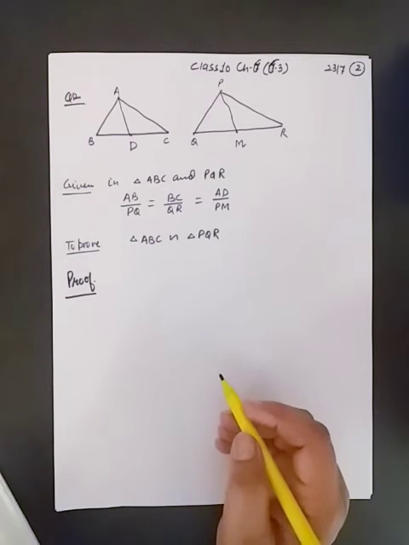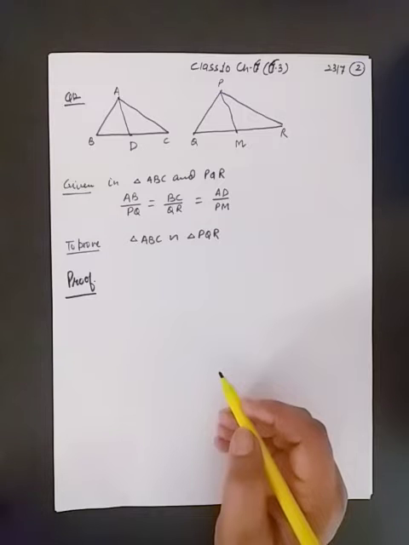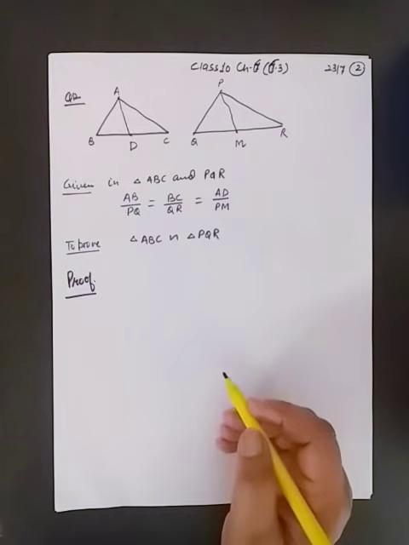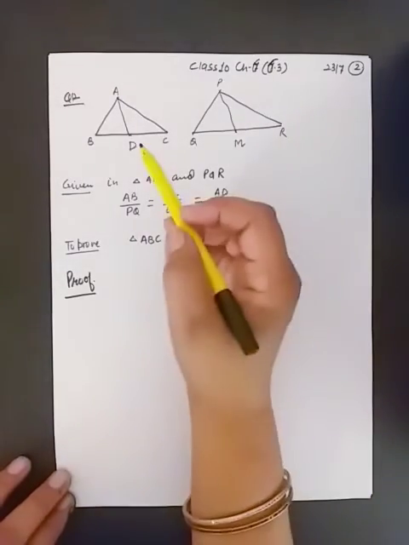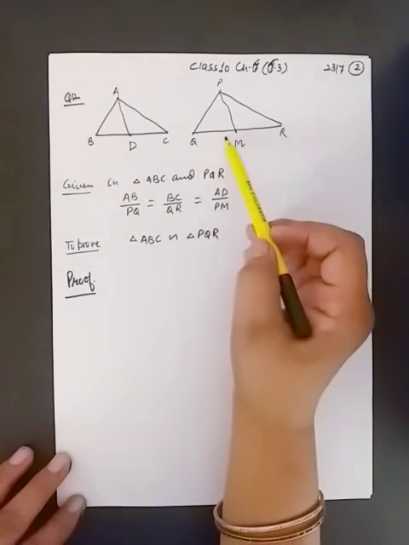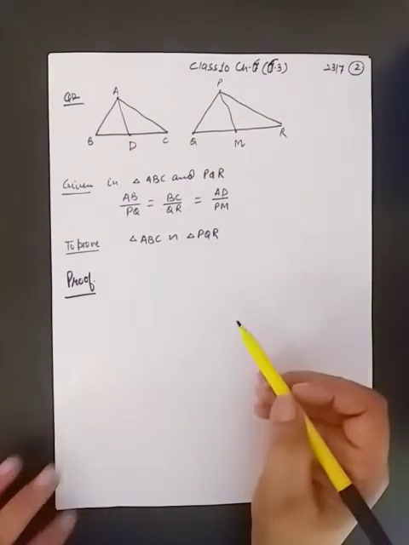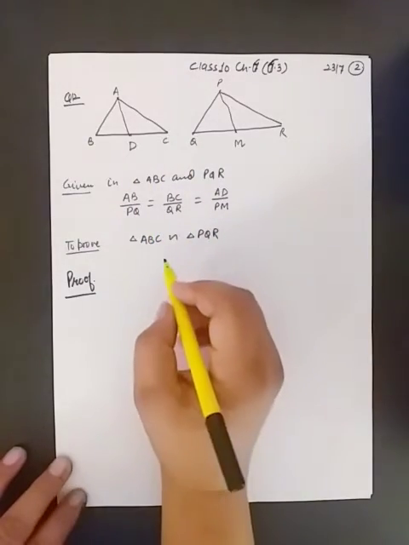Sides AB and BC and median AD of triangle ABC are respectively proportional to sides PQ and QR and median PM of triangle PQR. The figure is not given, so we can draw the figure, and we have to prove that triangle ABC is similar to triangle PQR. Here in the figure you can see AB by PQ is equal to BC by QR and AD by PM. The medians' proportion is given, and we have to prove that triangle ABC is similar to triangle PQR.